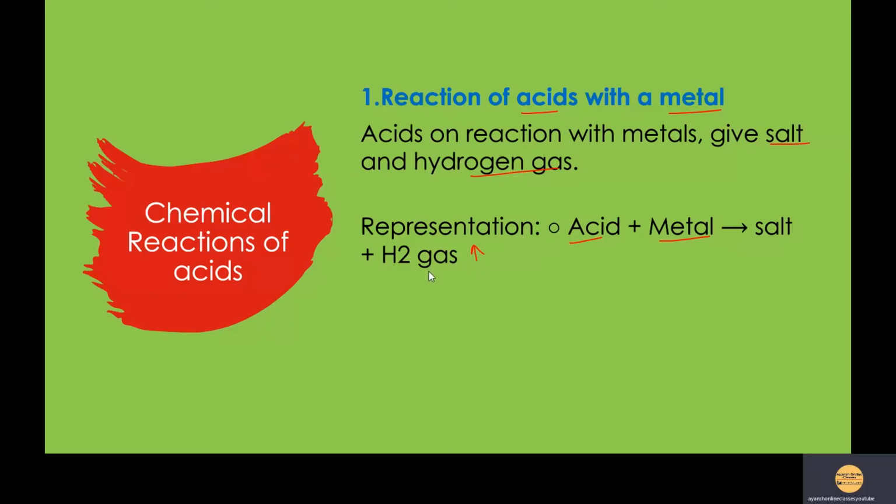Let's see this with the help of an example. Let's take an example of hydrochloric acid. HCl is nothing but hydrochloric acid. Acid we took. Next we will be taking a metal, any metal of your choice. Here I am taking Na, that is sodium, which is readily available at room temperature. We have taken an acid, hydrochloric acid, and a metal, sodium. Now after the reaction, what is expected? We should get salt and hydrogen gas should be evolved.